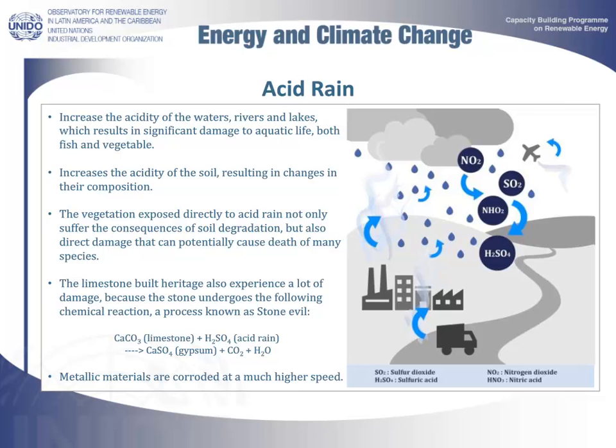Even historical buildings built of limestone undergo a transformation of the limestone into gypsum according to the following chemical reaction. The process is known as stone sickness and leads the stone to collapse. The equation is CaCO3, which is limestone, plus H2SO4, acid rain, is transformed into calcium sulfate, which is gypsum, plus CO2 plus H2O. And finally, we should note that the corrosion of metallic materials occurs at a much higher rate than usual.